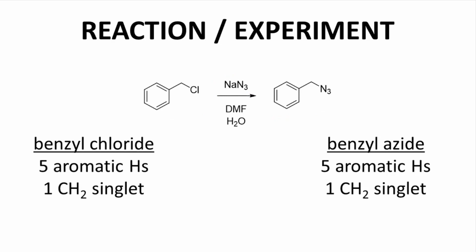Organic chemists rely heavily on NMR to characterize reaction products, and both the starting material and product have essentially the same NMR spectrum: 5 aromatic hydrogens and a 2-hydrogen singlet. This kind of problem is actually not uncommon. Reaction products often resemble the starting materials. After all, the reaction's products are made from the starting materials.